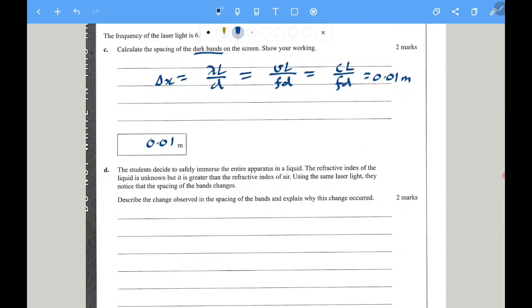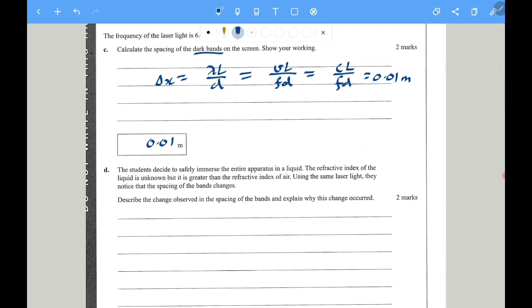Alright, so the students decide to safely immerse the entire apparatus in a liquid. The refractive index of the liquid is unknown and it is greater than the refractive index of the air. Using the same laser light, they notice the spacing of the bands changes. Alright, so let's have a look at this.